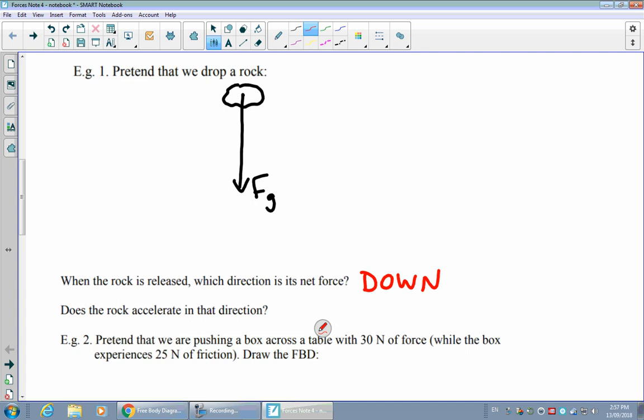And then we know that the rock will also be accelerating downwards because that's what gravity does to things. It makes them accelerate downwards at 9.8 meters per second squared. So we can answer this question with a resounding yes. It is accelerating in the same direction as its net force. That's the general rule throughout this entire unit: if there is a net force in a particular direction, as long as it's not zero net force, the object will accelerate in the direction of that net force.